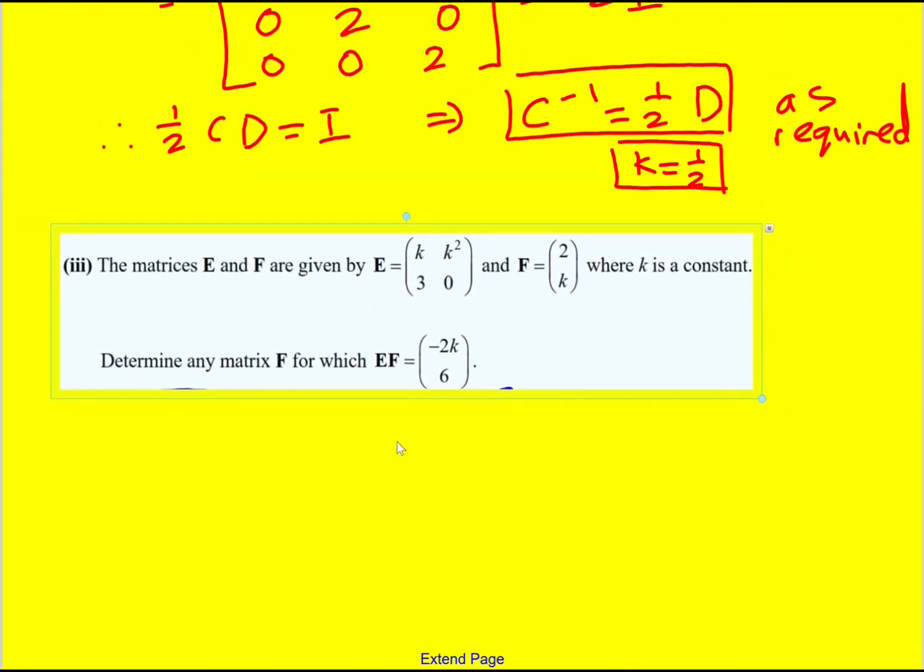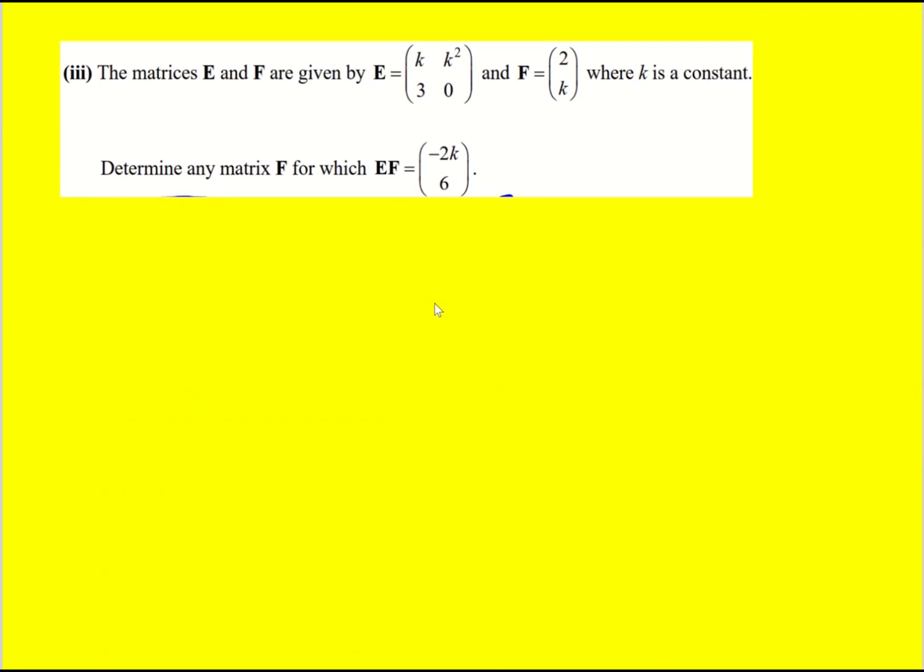Okay, this one is forcing us to do it by hand rather than calculator because we've got K in there. Determine any matrix F for which EF is minus 2K6. And I've got to be honest, when I saw this, I thought it just wants any matrix, so just one that works. But in fact, it wants us to find all matrices. Now, this was the sample paper. I feel like that would have been made a little bit clearer in a real exam paper. So I'm going to change it now to all matrices F, if that's what it's interested in.